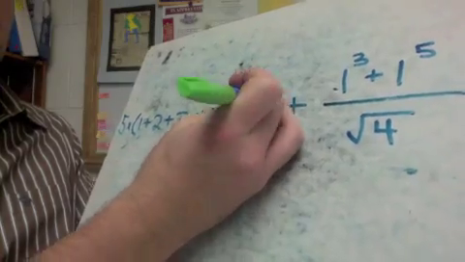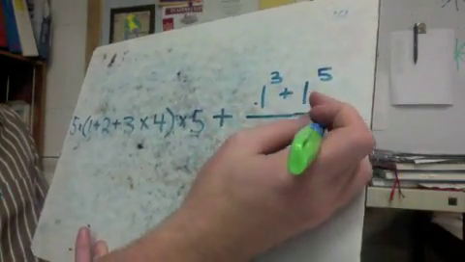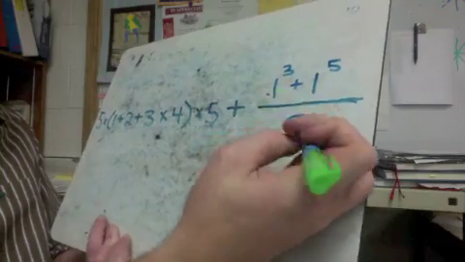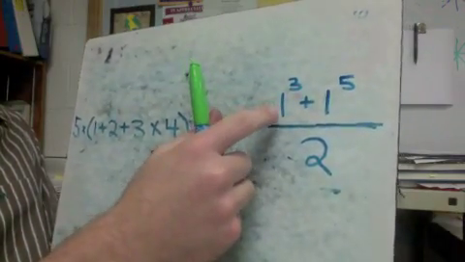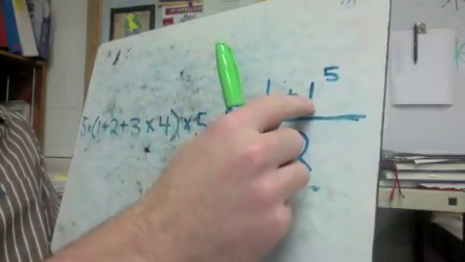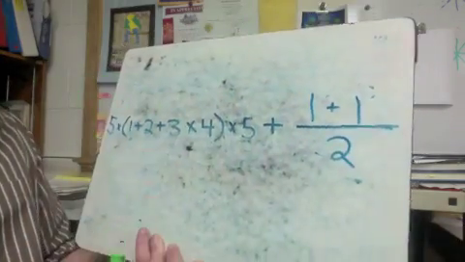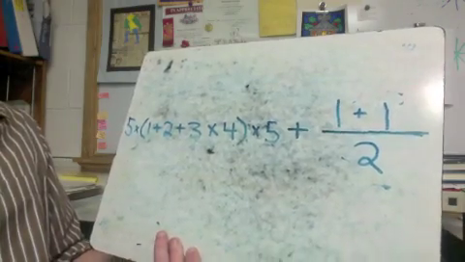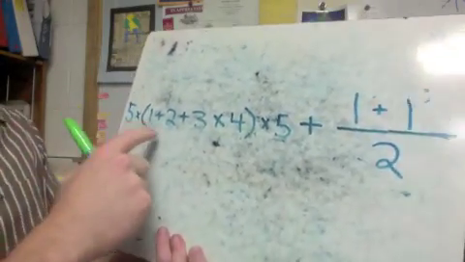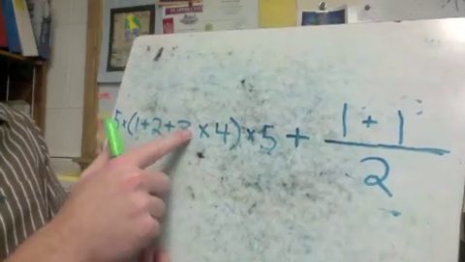Let me give myself some more room here. That's times. We've got our big division bar here. Square root of 4 is 2. 1 to the third power is going to be 1 times 1 times 1, which is 1. 1 to the fifth power, 1 times 1 times 1 times 1 times 1, is also 1. Now, we probably have some choices here. I would probably just go ahead and do the parentheses to keep that order in your head. In the parentheses, we have to do the 3 times 4 first. 3 times 4 is 12.